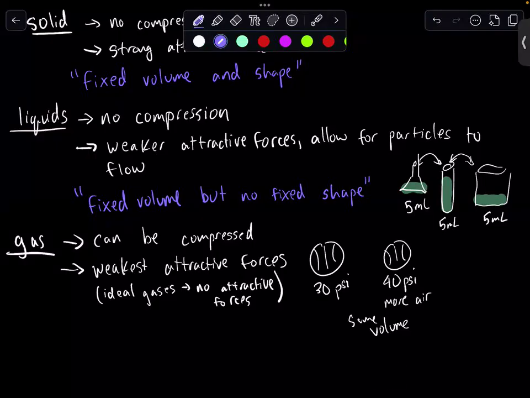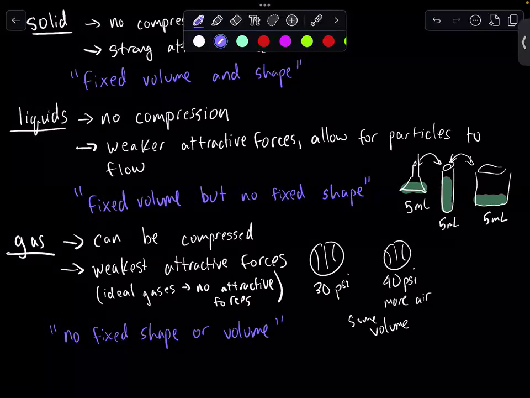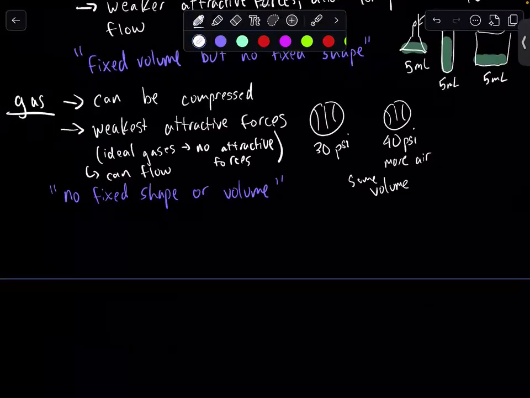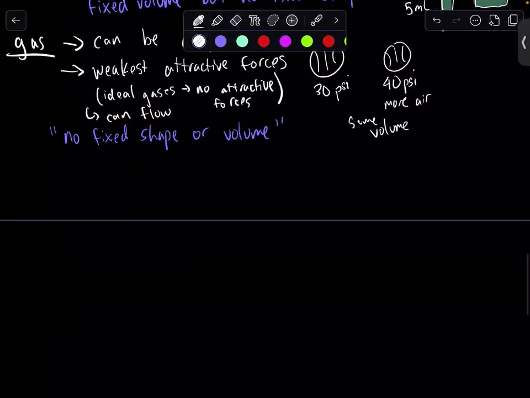And because of this, we refer to gases as having no fixed shape or volume. They can flow, and they can compress, and they can fill whatever container they're in to the shape of that container. All right. So now we have all these ideas for kinetic molecular theory. Let's go into the properties.